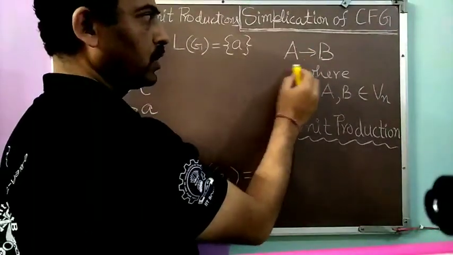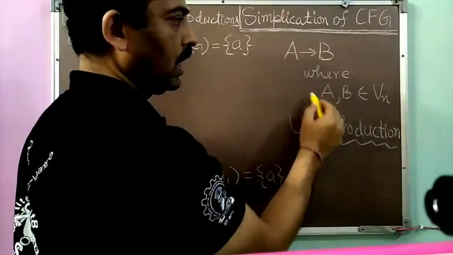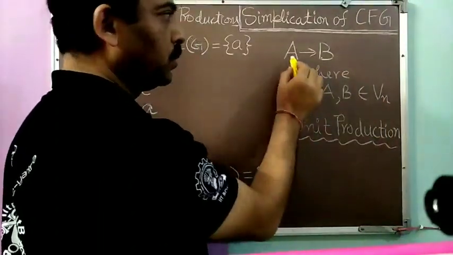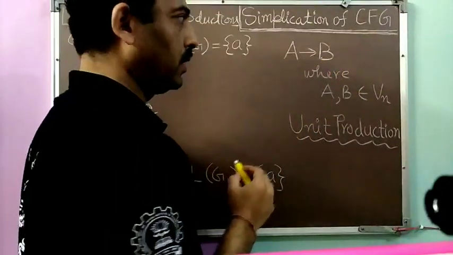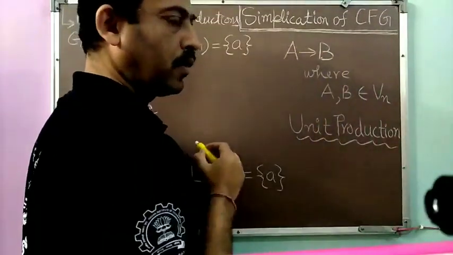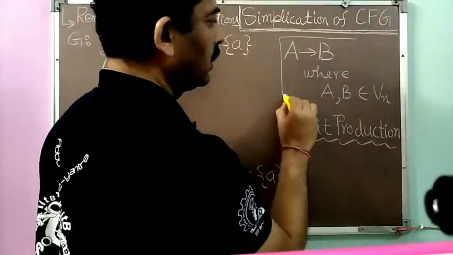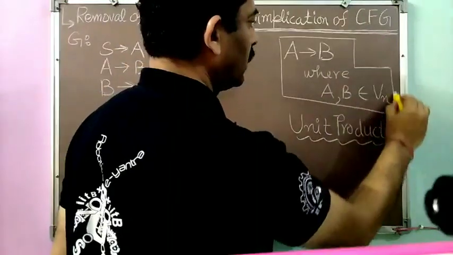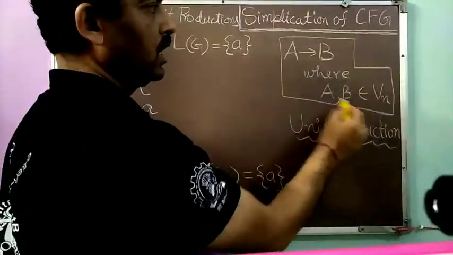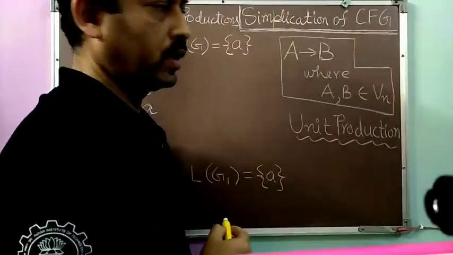All the productions of the form A to B, where both A and B belong to Vn, meaning both A and B are variables. So variable to a variable. If we have a production of this particular form, that will be called a unit production. So all the productions of the form A to B, where A and B both belong to the set of variables, are called unit productions.